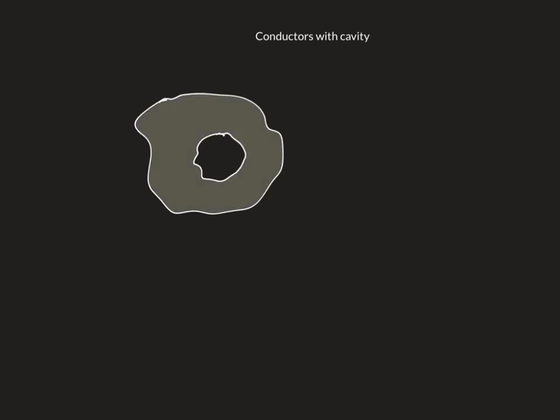Now we are going to discuss conductors that have some kind of cavity. So let's say this is a conductor and there is a cavity inside the conductor. Let me fill the gap in between. Okay, so this is what we have. We have a conductor, and then inside the conductor there is a cavity.